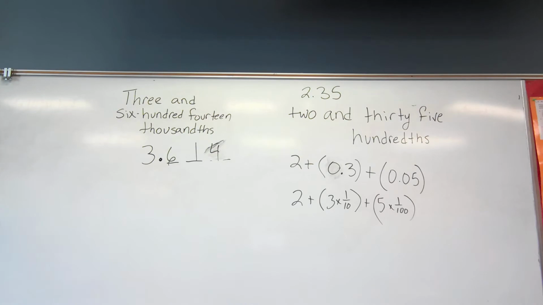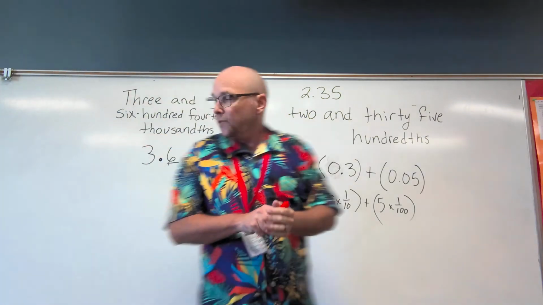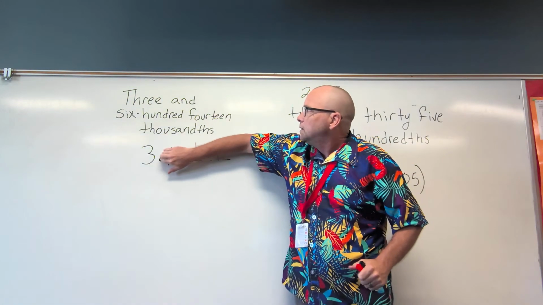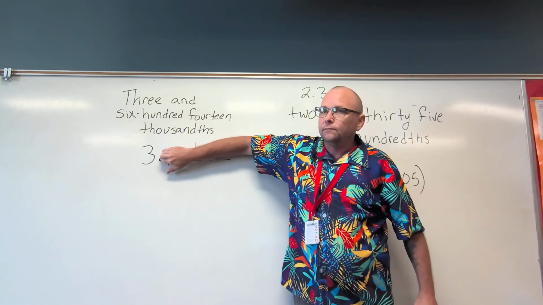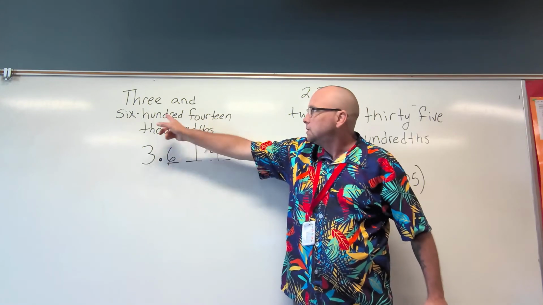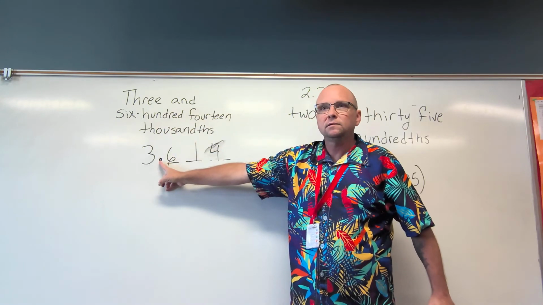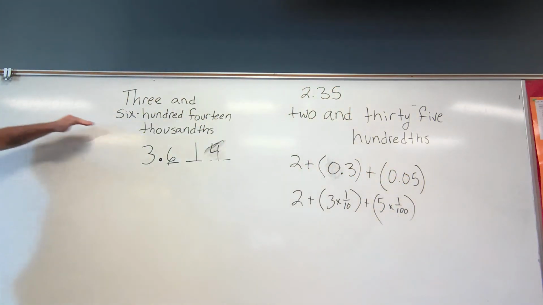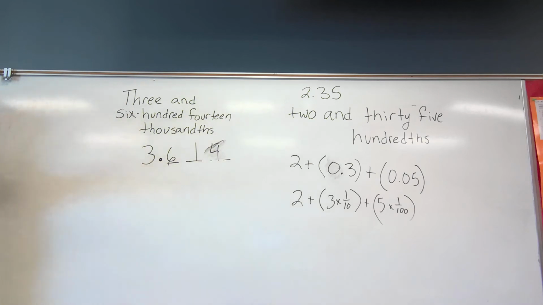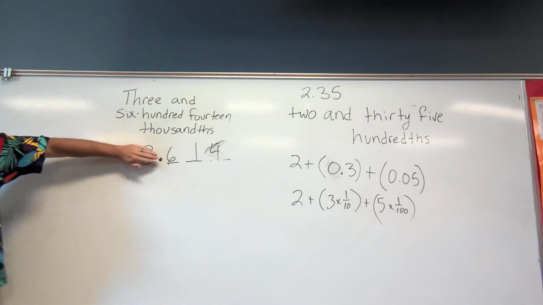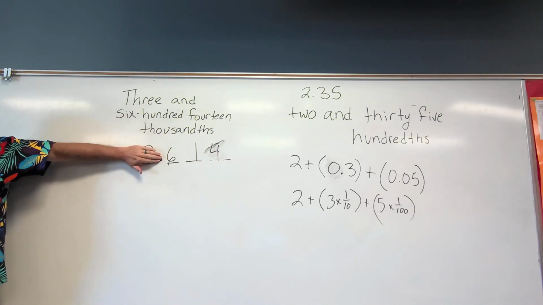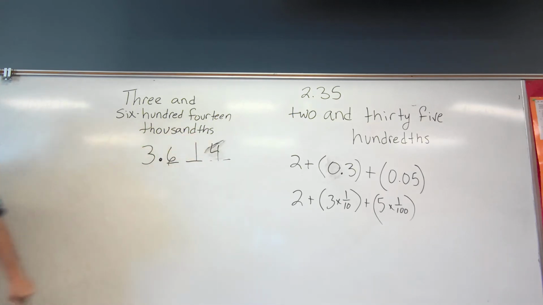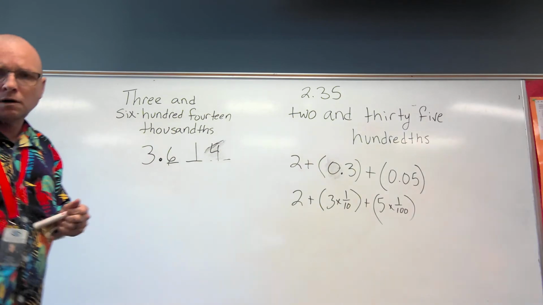All right, let's see if this matches up with what our words are. Let's look in front of the decimal point. In front of the decimal point, we have what? 3. The decimal point means we say and. Is that right? Yes. Now you look behind the decimal point, it says 614. We're going to ignore the last word first. Does this say 614 behind the decimal point? Yes. Is the 4 in the thousandths place? Yes. Easy as that.